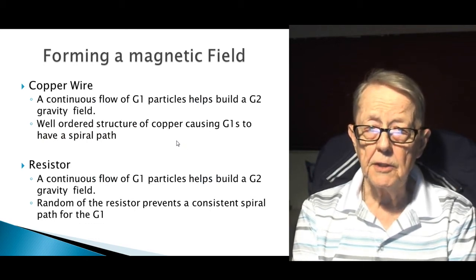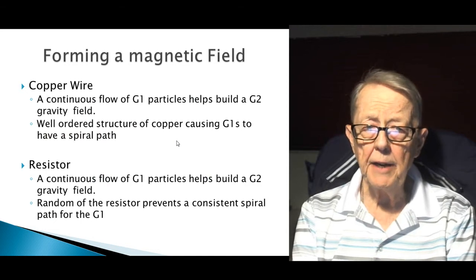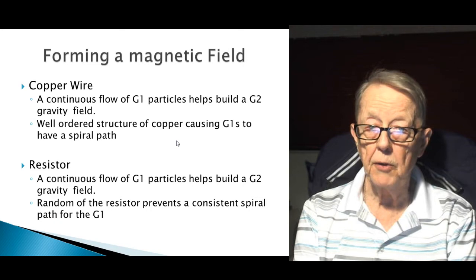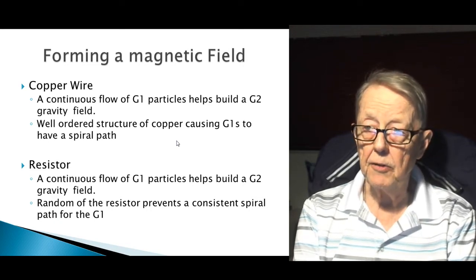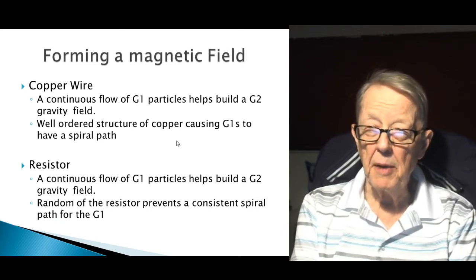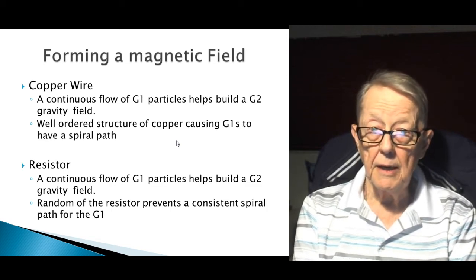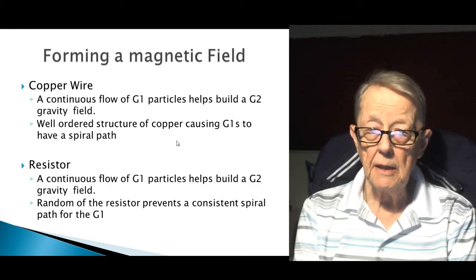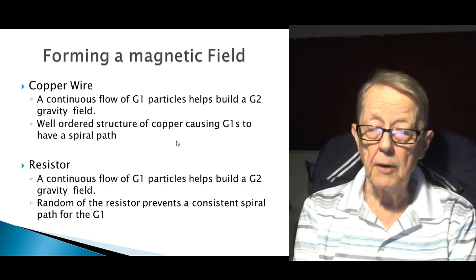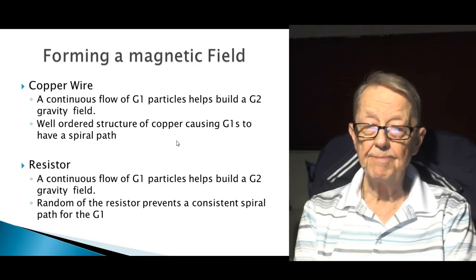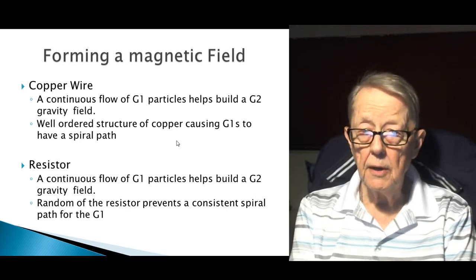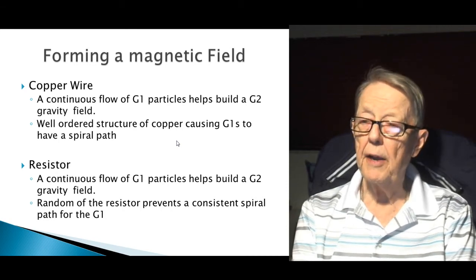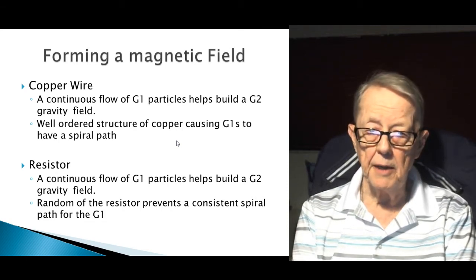Okay, so this is just a kind of a summary. In a copper wire, you have a continuous flow of G1 particles that helps build the G2 gravity field. You get the G2 field no matter how they're flowing, whether it's spiral or all mixed up. But in a copper wire or any other such structure that is well ordered, it causes the G1s to have a spiral path, and that allows the buildup of the magnetic field.